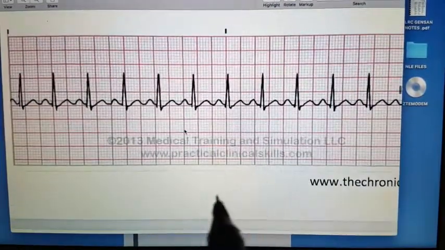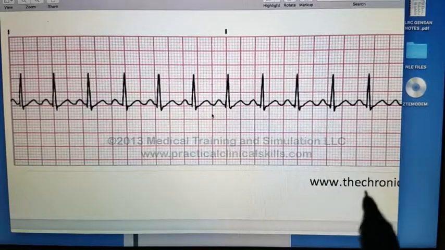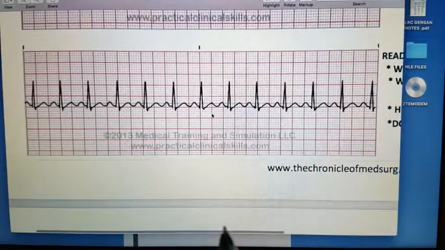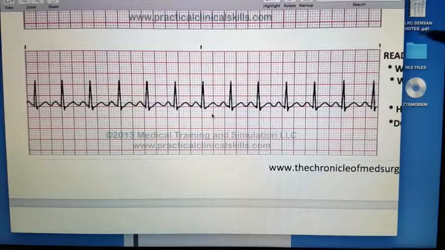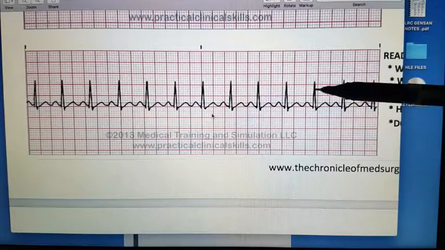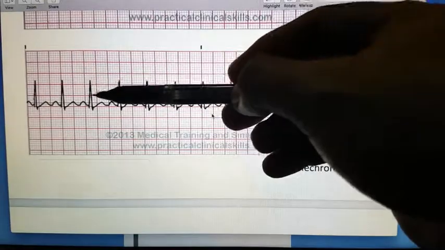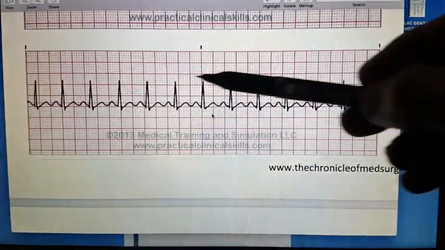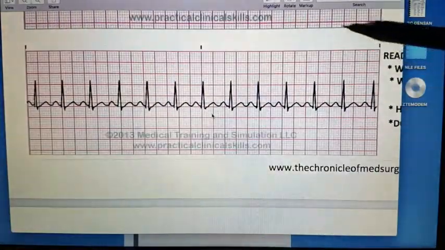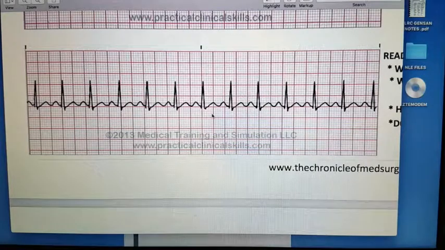Let's try to check. What do you think is the heart rate of the patient? Again, this is a 6-second strip. Let's try to count. 1, 2, 3, 4, 5, 6, 7, 8, 9, 10, 11, 12, 13. There are 13 R waves inside your 6-second strip. So if there are 13 R waves, you multiply that by 10, so that will give you 130 beats per minute. Normal? No, that's tachycardia.